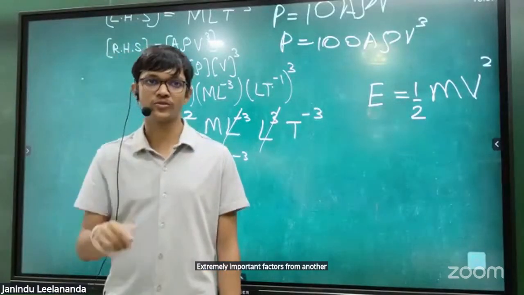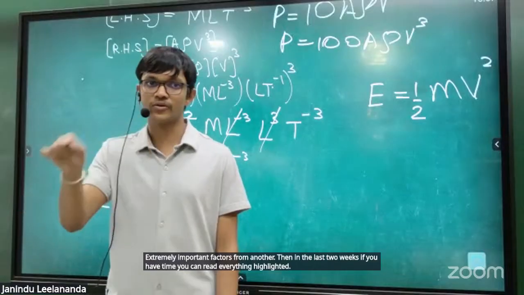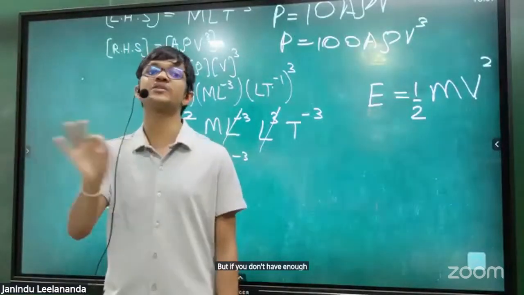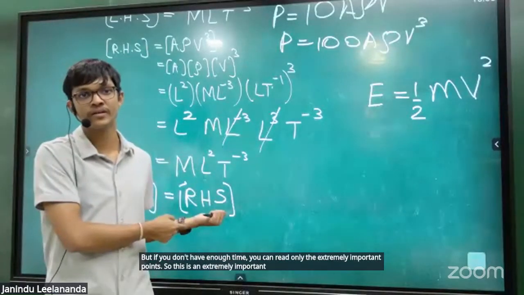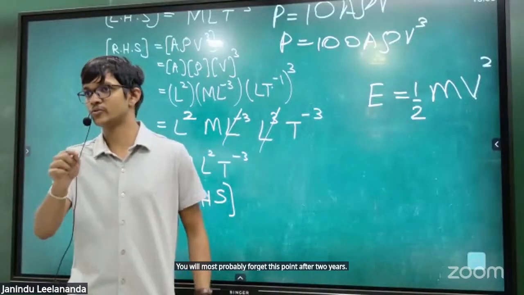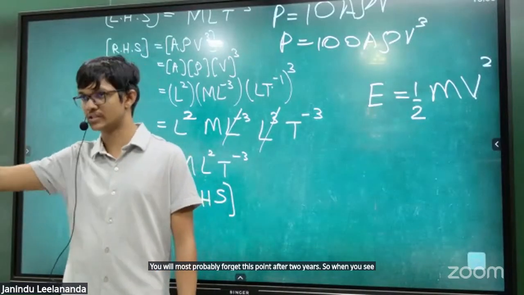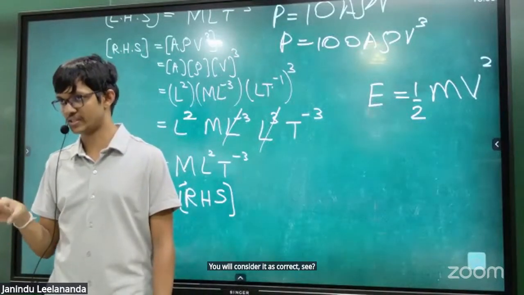Then in the last two weeks, if you have time, you can read everything highlighted. But if you don't have enough time, you can read only the extremely important points. So this is an extremely important point like that. Why? You will most probably forget this point after two years. So when you see that statement after two years in your A-level paper, you will consider it as correct. See, that's why I'm emphasizing these points.